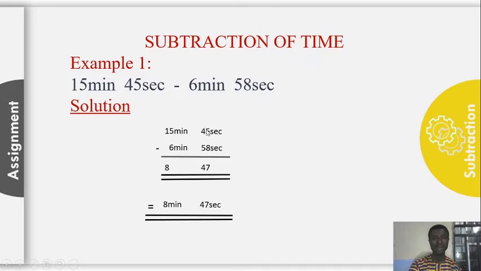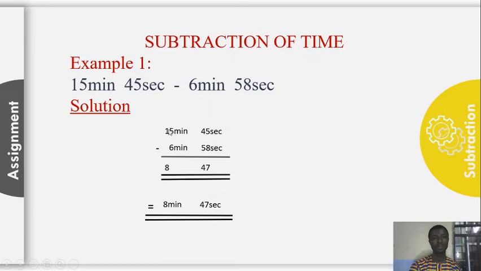So when you add 60 seconds to 45 seconds, you are going to have 105 seconds. 105 seconds. So 105 seconds minus 58 seconds will give you 47 seconds. That is why you have 47 seconds written here. What do you have left here? We have 14 minutes left here. Remember, we took away 1 minute from 15 minutes. And that 1 minute we took away, we brought it here to form 60 seconds. So we have 14 minutes left here.